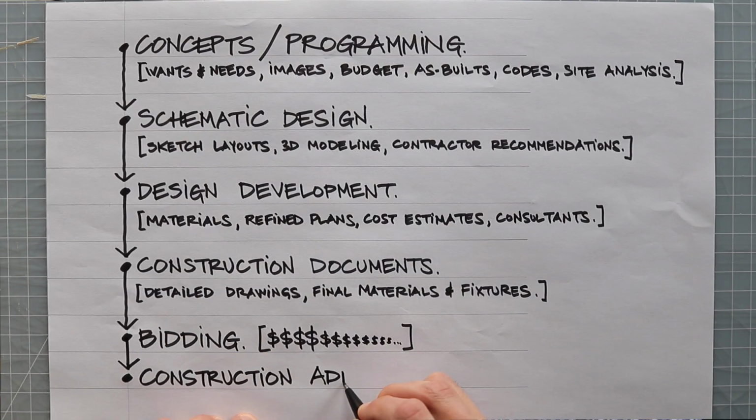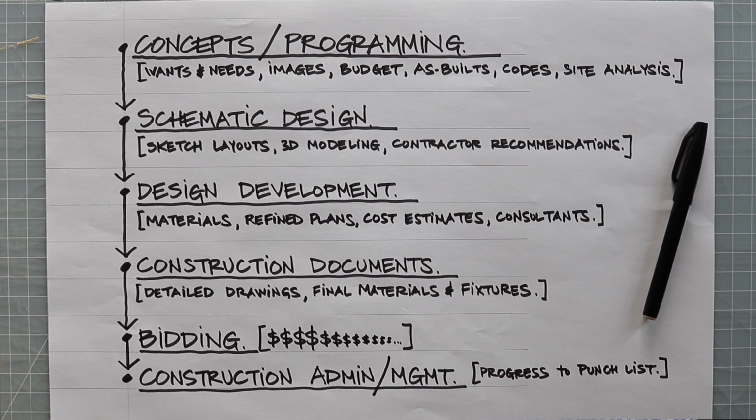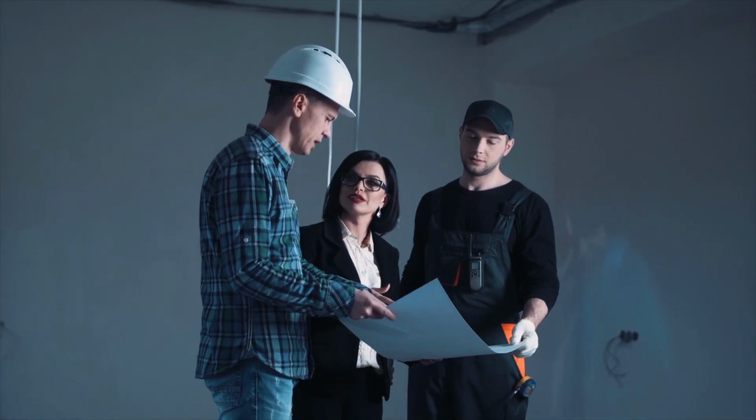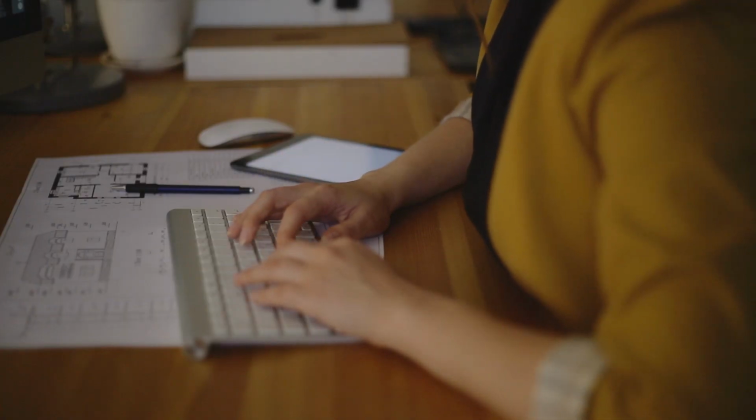And the final phase with your designer is construction administration and management. I always recommend that your designer is involved in some capacity during construction, whether that's once a month site visits or being involved in weekly job site meetings with you and your contractor. This way, if and when changes occur during construction, you and your designer can make the best decisions to keep the project moving forward.